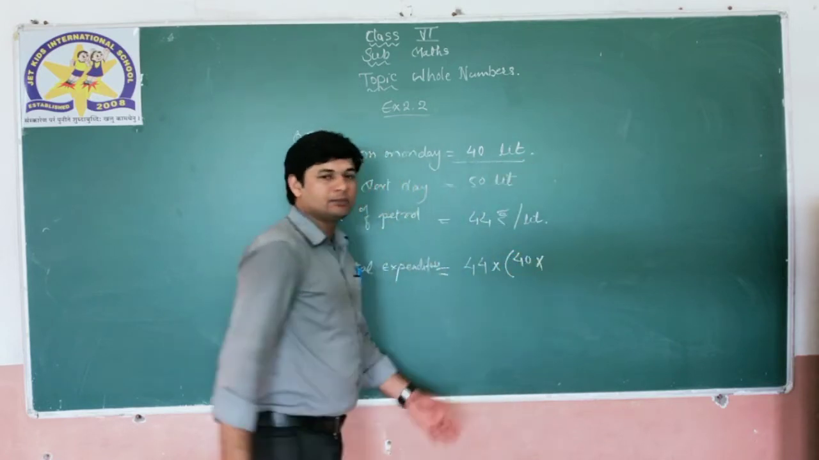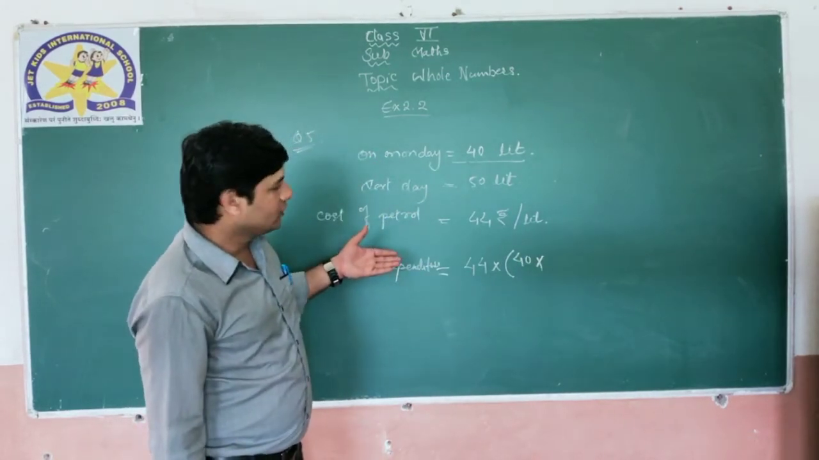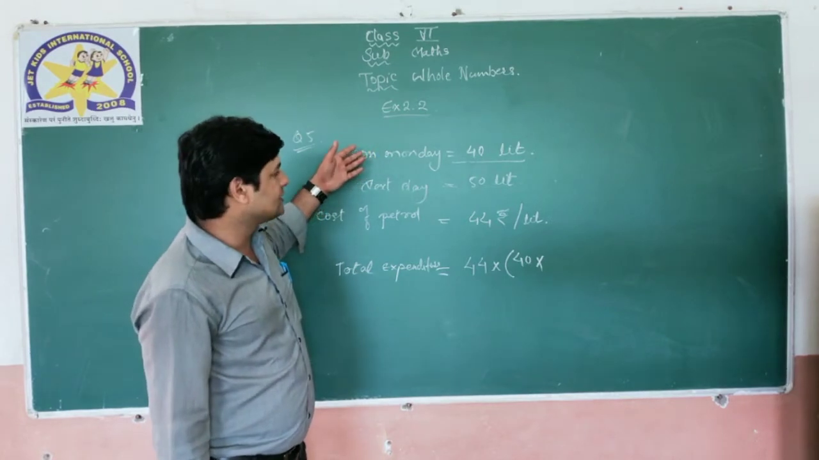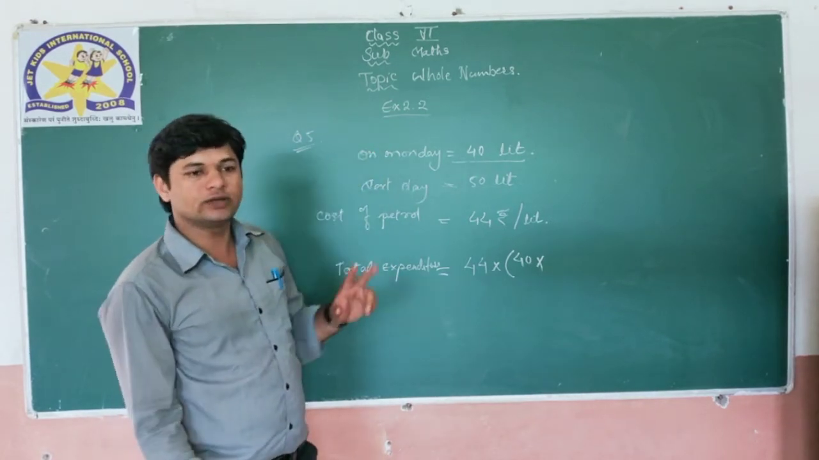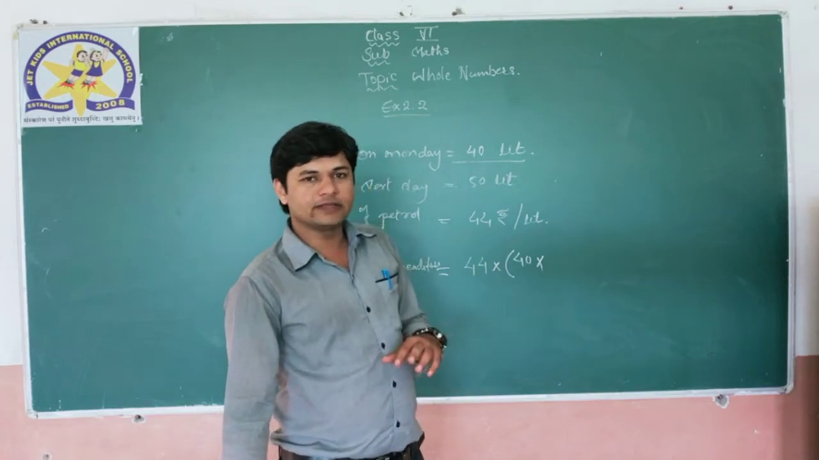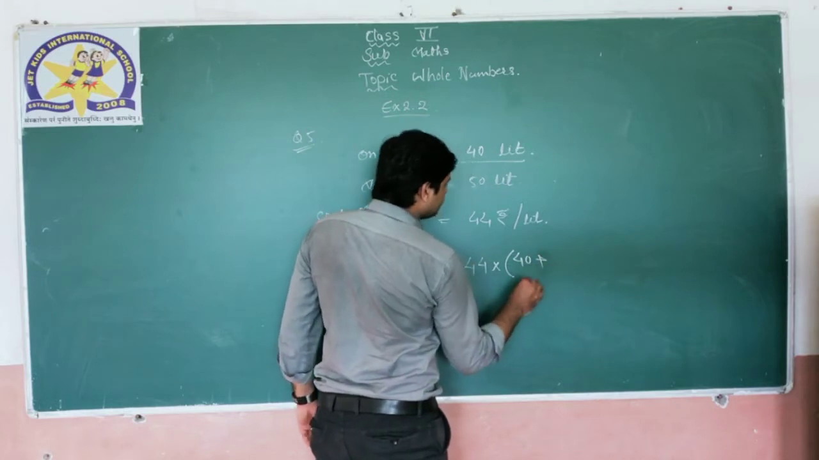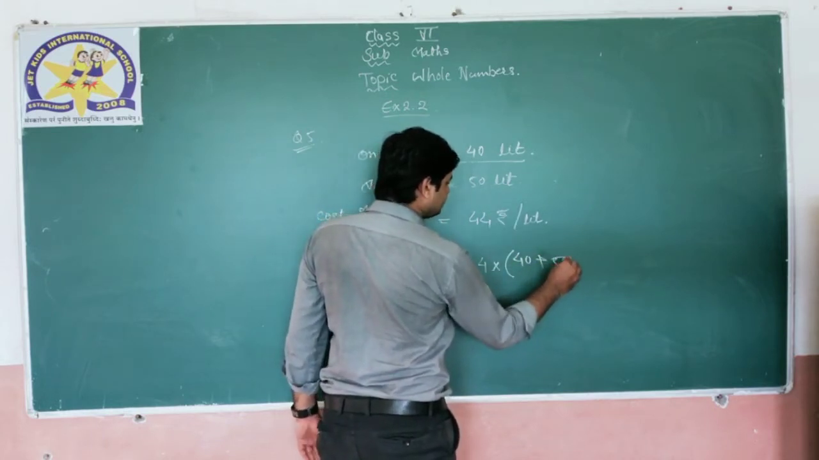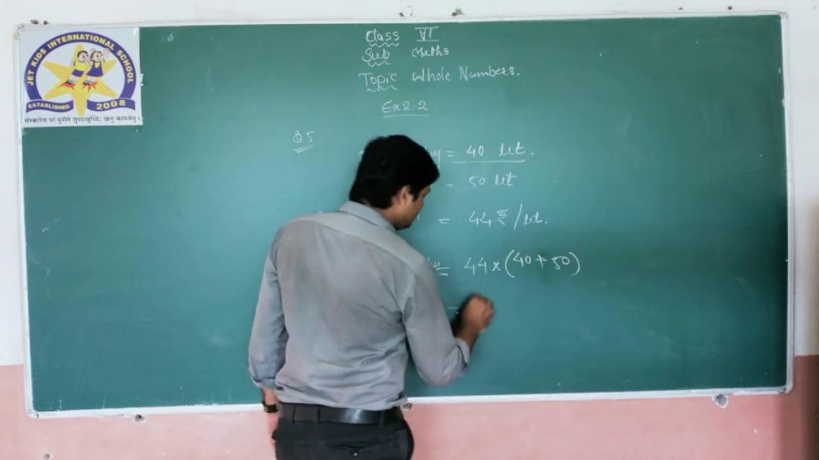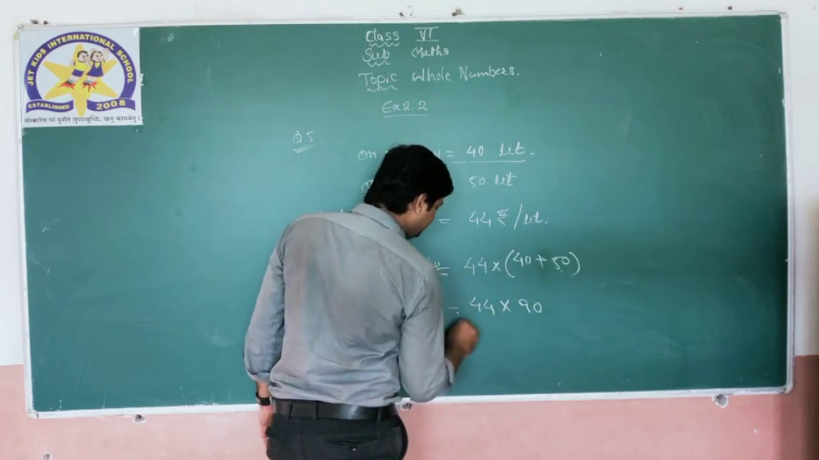We already did a number of examples of such problems. Okay, that Meena's example where she purchased twice, first 6 kg, then 5 kg. Then we added both. So in the same manner, 40 plus 50, right? So we can do it directly: 44 multiplied by 40 plus 50, that is 90.